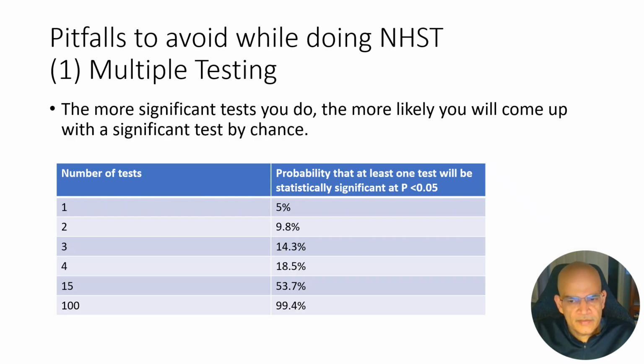And then there are certain pitfalls that you have to avoid while doing this null hypothesis significance testing. One of those is multiple testing. The more tests you do, the more likely that you will come up with a significant test by chance. If the number of tests is 1, the chance that at least one will be statistically significant is 5%, for 2 it is 9.8%, for 3 it is 14.3%. So it goes up very, very quickly. So that is called multiple testing.